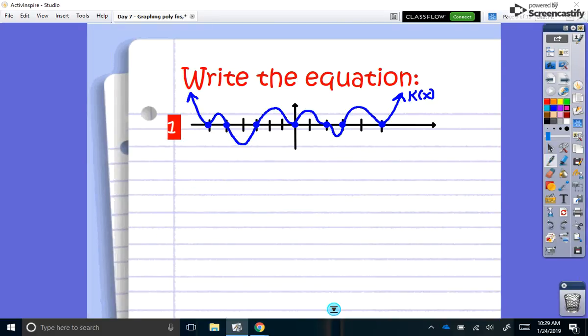Okay, now we're going to go backwards. We're going to write the equation of k of x. Since both ends are up, I know that my leading coefficient is positive. My degree will be even. So let's look at our solutions.